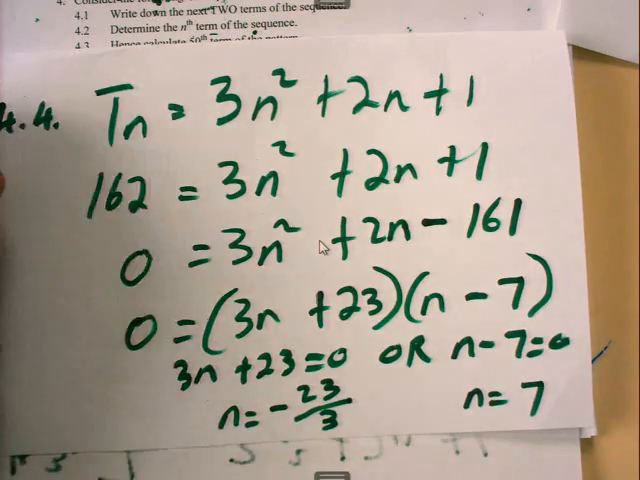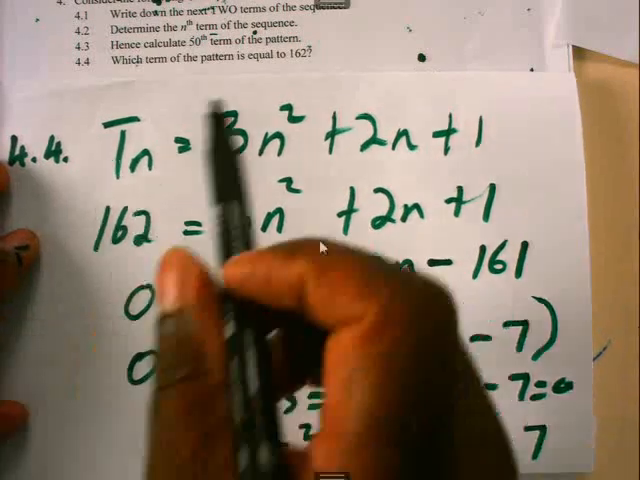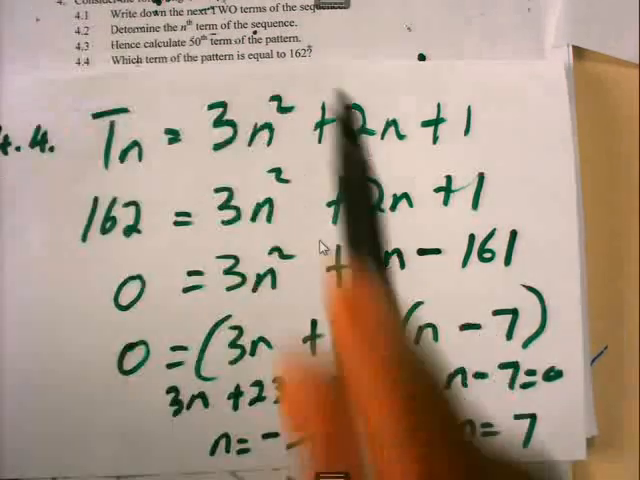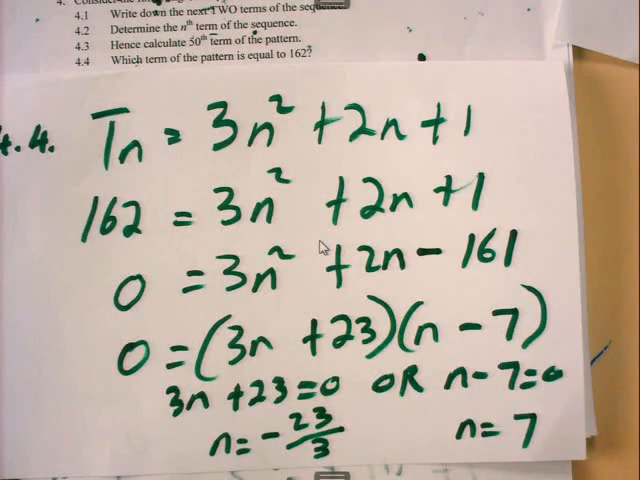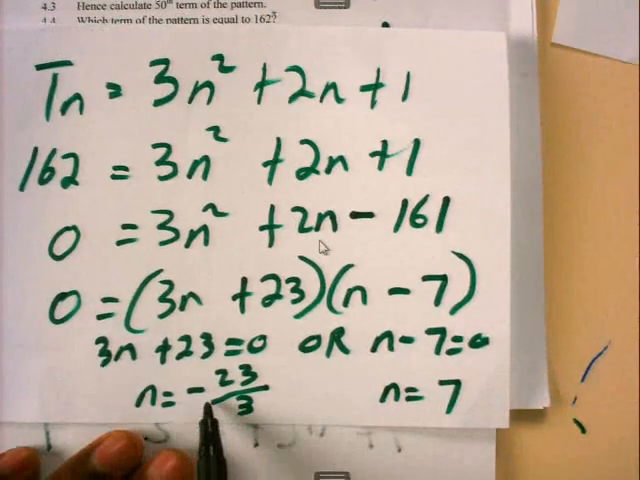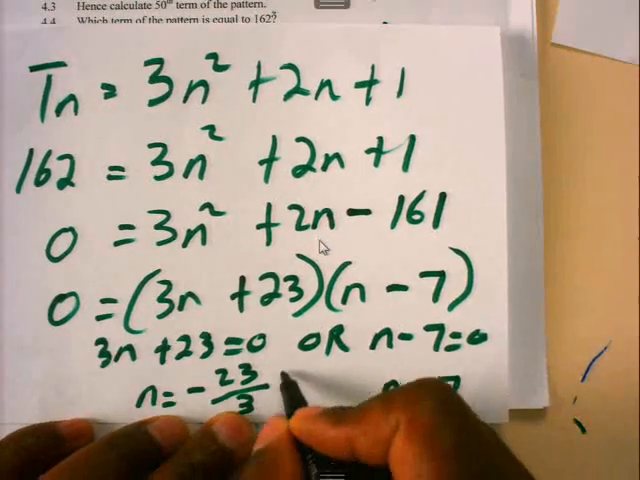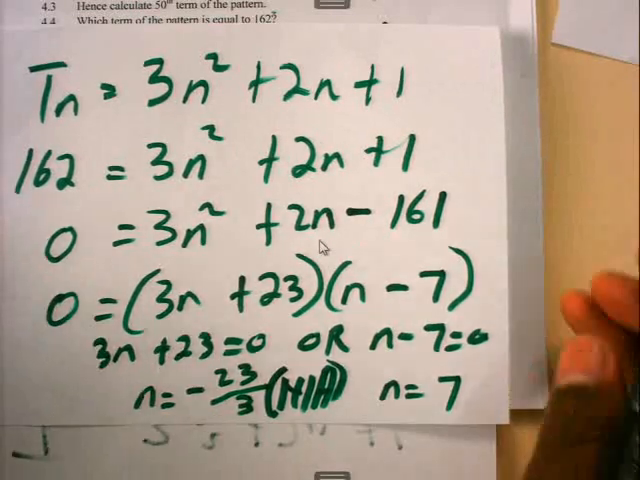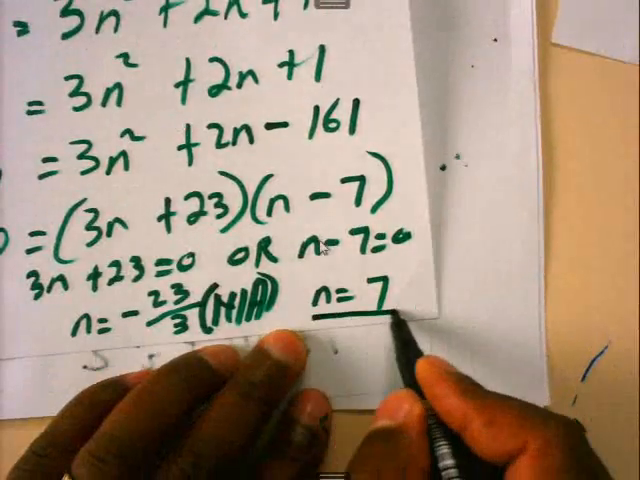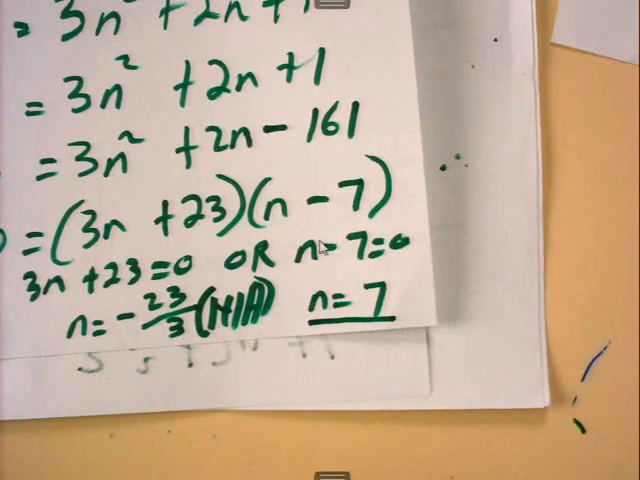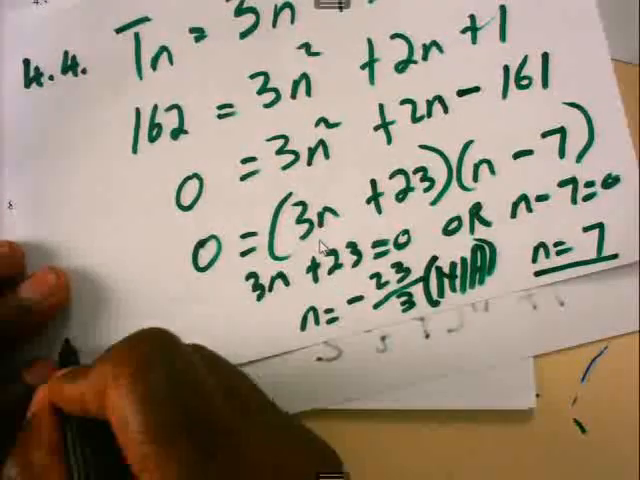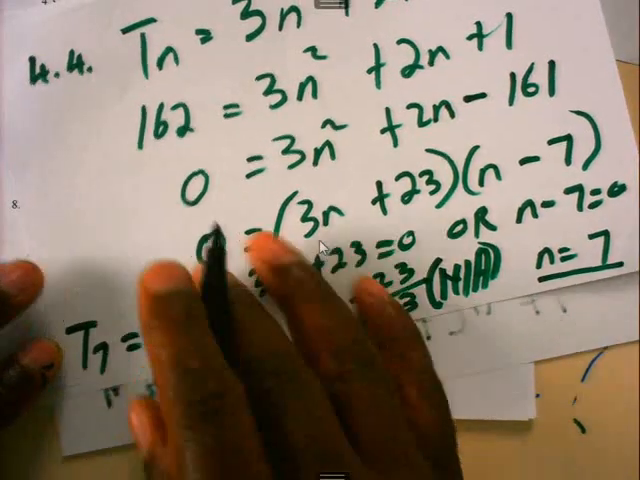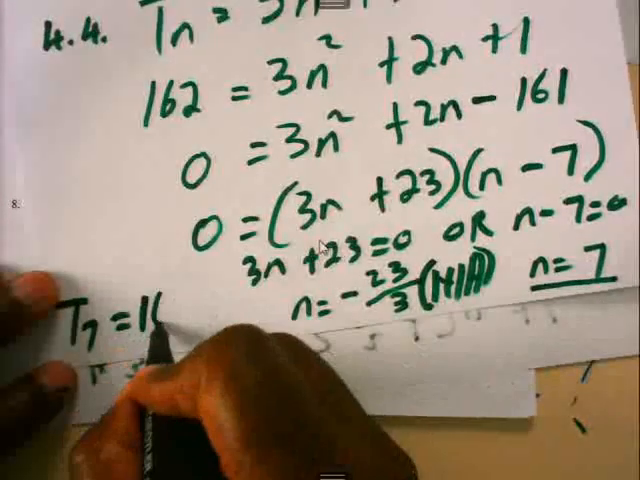But then the question states, which term of the pattern is equal to 162? N in this case indicates the position of a term in a sequence. So we can never have a position as minus 23 over 3. It doesn't make sense. So this one, you rule it out. It's not applicable. The only solution here is n is equal to 7. Meaning term number 7 is the one that is equal to 162.